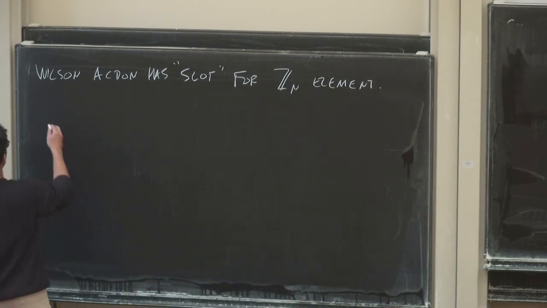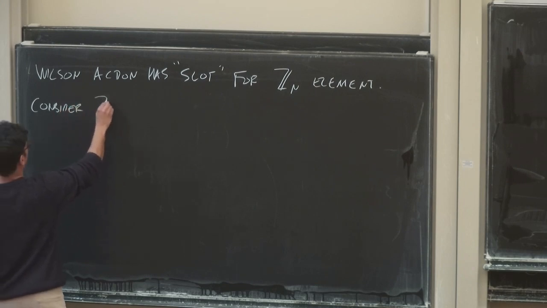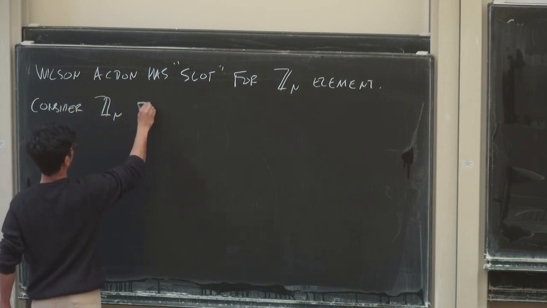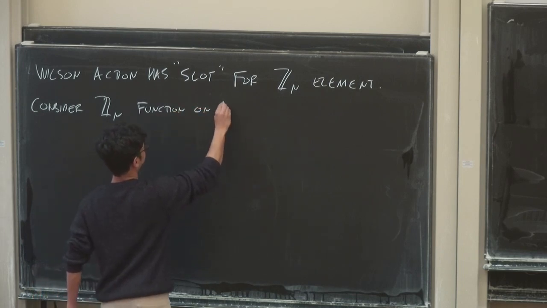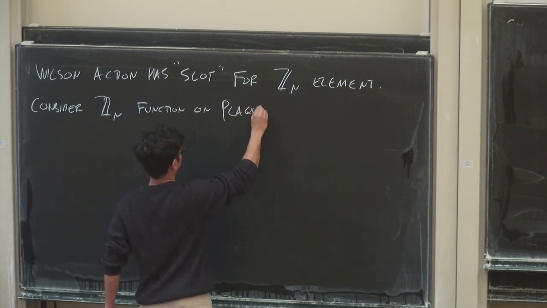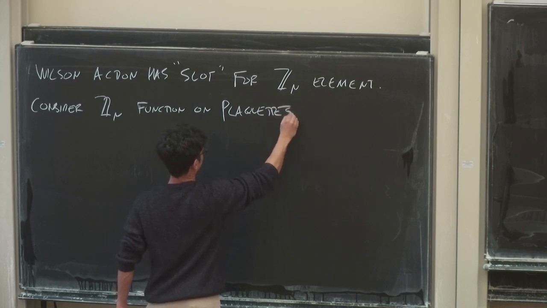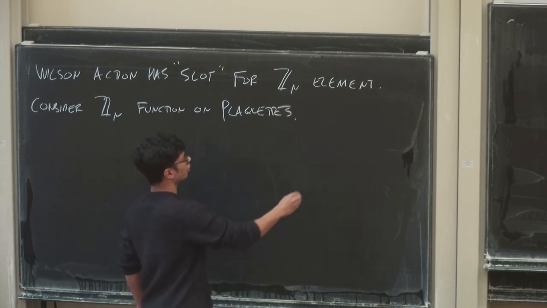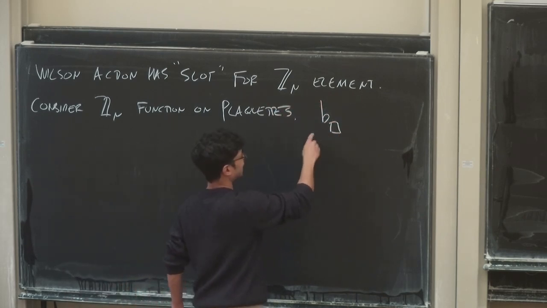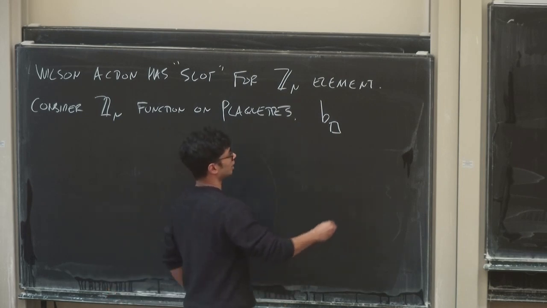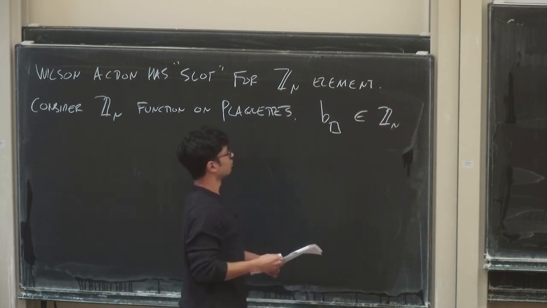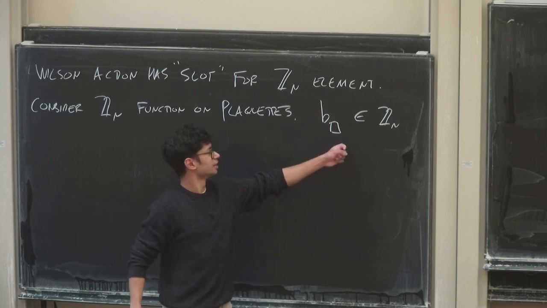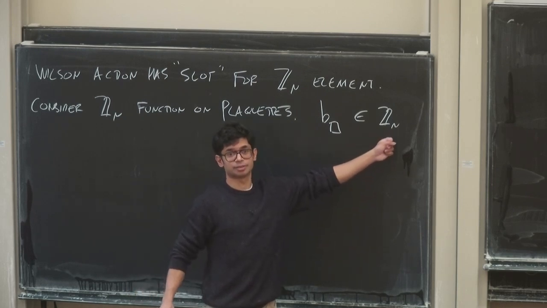So first of all, consider a Z_n function on the plaquettes. I'm going to call this B sub plaquette. And B sub plaquette associates with every plaquette on the lattice a Z_n element.